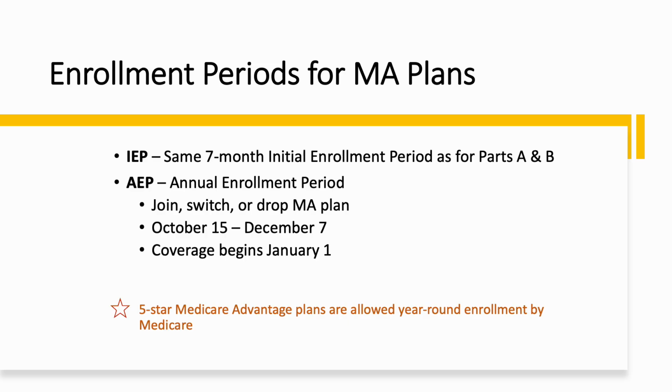We have a note here on the bottom of the slide about 5-star Medicare Advantage plans. If a company or a Medicare Advantage plan is given a 5-star rating by Medicare, they are allowed to process year-round enrollments. Unfortunately, we do not have a 5-star rated plan this year in Boulder County. We're hoping we will have one next year.